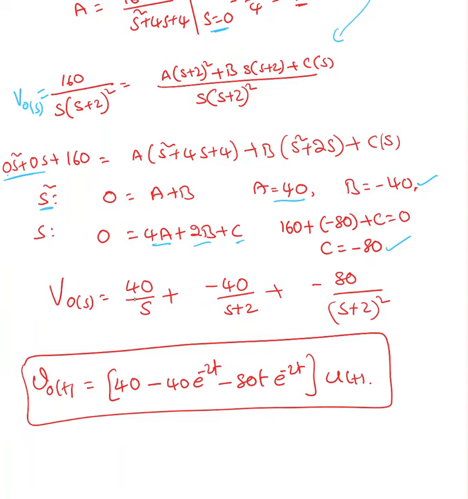Now V naught of S equals 40 over S minus 40 over S plus 2 minus 80 over S plus 2 whole square. By using the inverse Laplace transform table, 40 over S is nothing but 40 times 1 over S, which is u of t. Sorry, 1 over S is nothing but u of t. I put it at the end. Minus 40 times e to the power of minus 2t, minus 80 times t times e to the power of minus 2t. Okay, thank you.